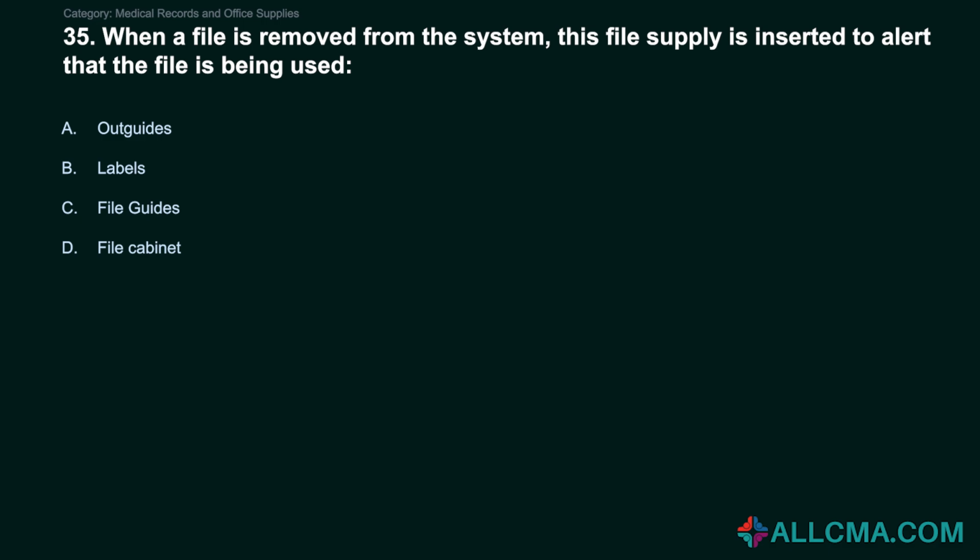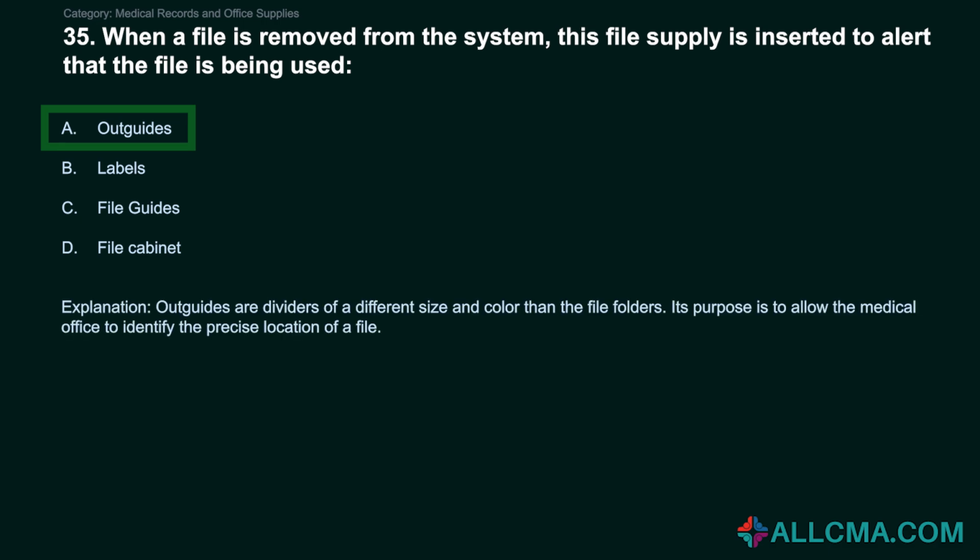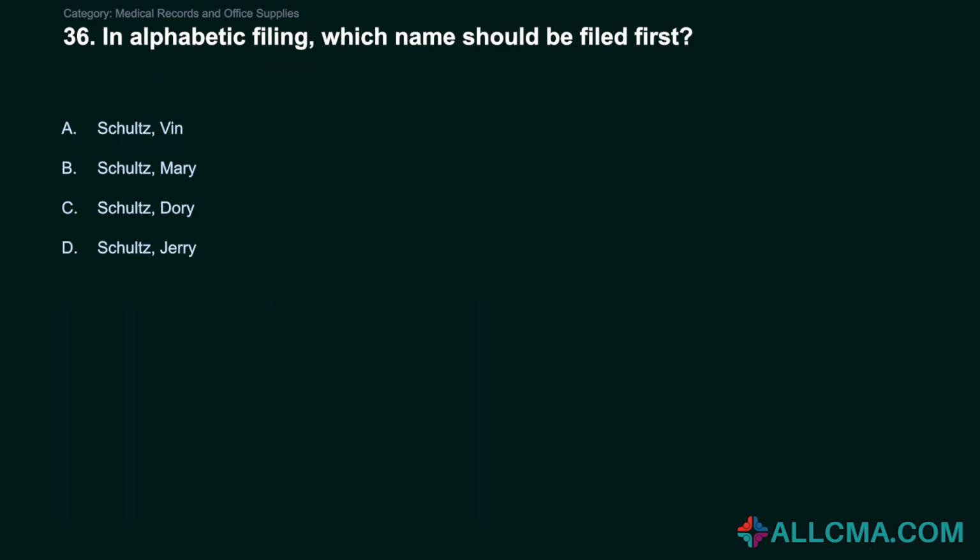35. When a file is removed from the system, this file supply is inserted to alert that the file is being used. A. Out guides. B. Labels. C. File guides. D. File cabinet. Correct answer, A. Out guides. Out guides are dividers of a different size and color than the file folders. Its purpose is to allow the medical office to identify the precise location of a file.